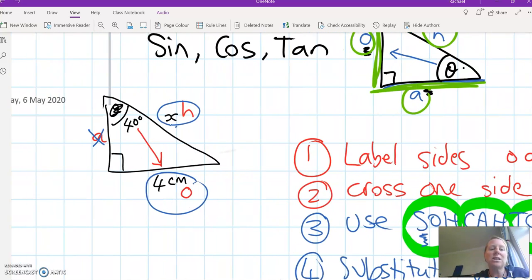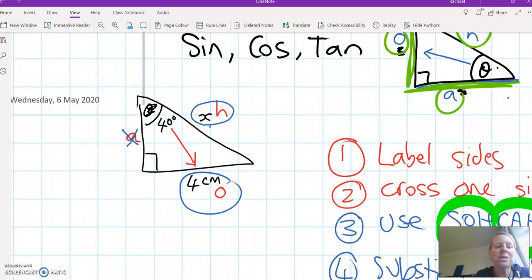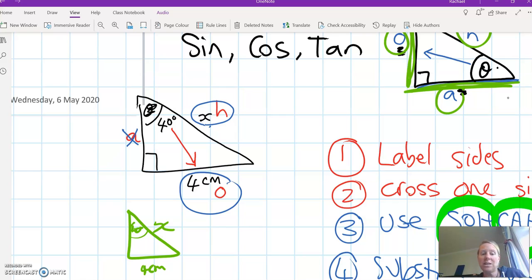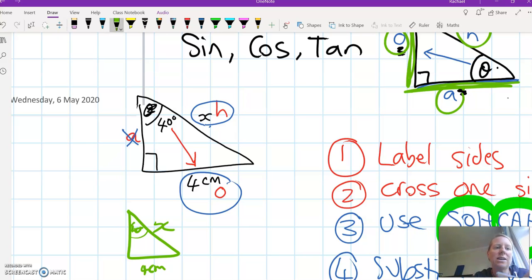So if we look at this example here, I was given a triangle. Let's say you've got one and you've been told that it's 40 degrees in there. You know this length here is 4 centimeters, and you want to know how long the hypotenuse is. So in this case, you're going to label those sides to start with. We've got O, A, and H. That 4 centimeters is opposite the angle. Then we've got A for adjacent, and then our hypotenuse, which in this case is X.